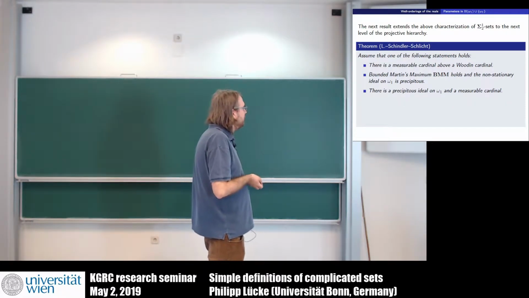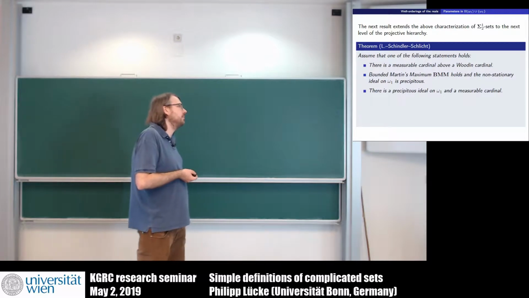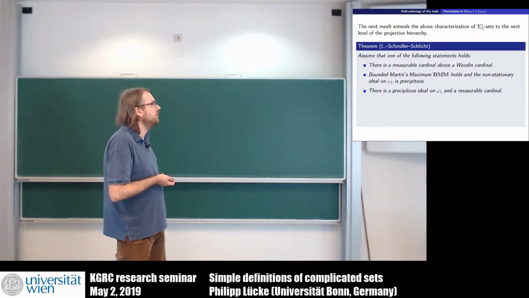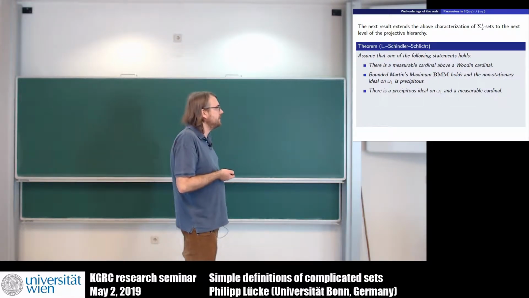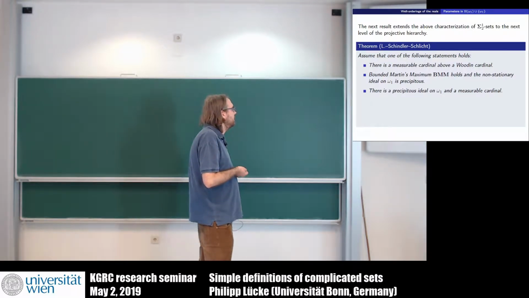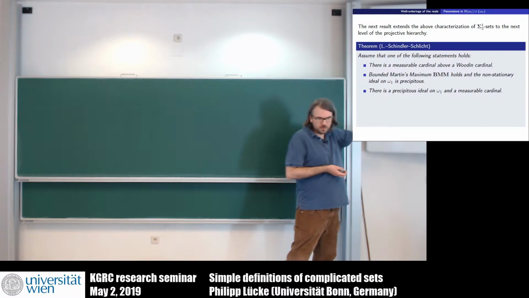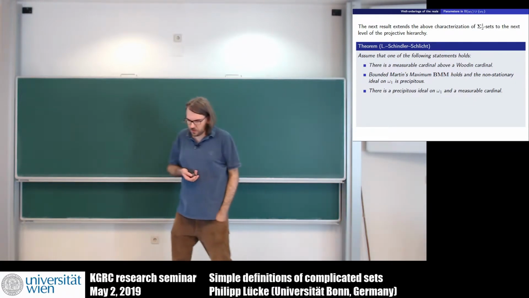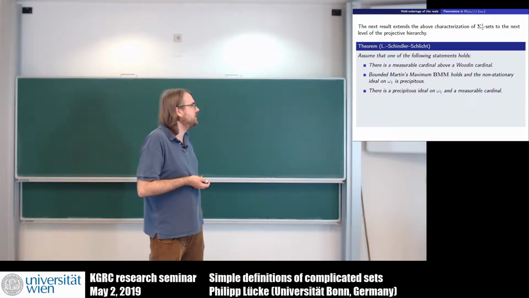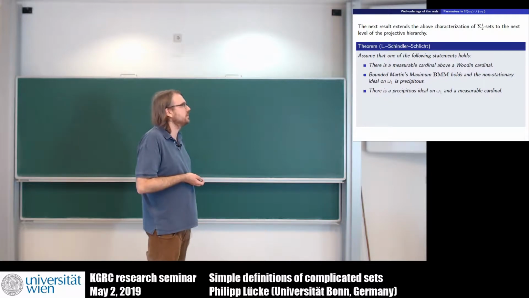First of all, if one assumes that there's a measurable cardinal above a Woodin cardinal, or you assume that bounded Martin's maximum holds and the non-stationary ideal on omega 1 is precipitous. So in particular, Martin's maximum implies this second assumption. Or you assume that there's a precipitous ideal on omega 1 and a measurable cardinal.